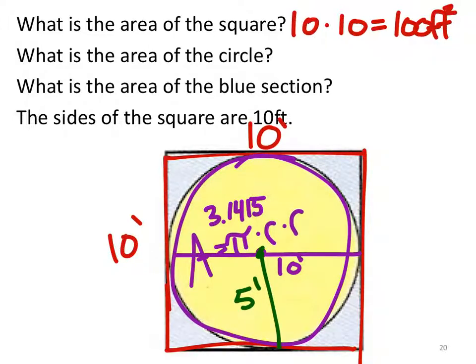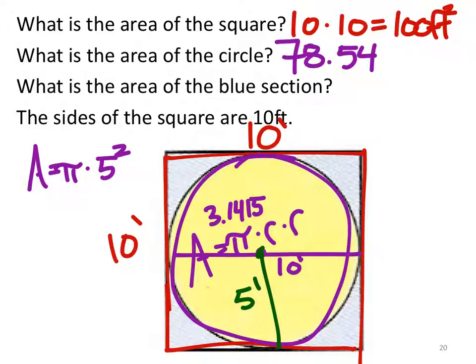By the way, it wouldn't matter if you'd drawn this line either. It's still 5 feet, okay? So the area of the circle is going to be pi times the radius squared. I'll just plug that into my calculator. So I got 78.54 on that one. And yeah, let's label that in feet squared.